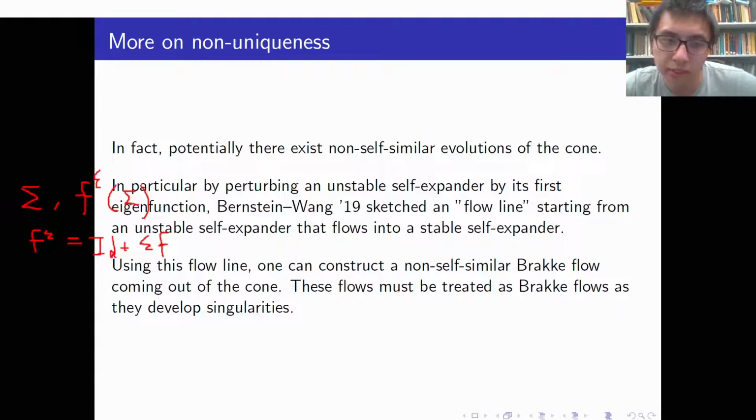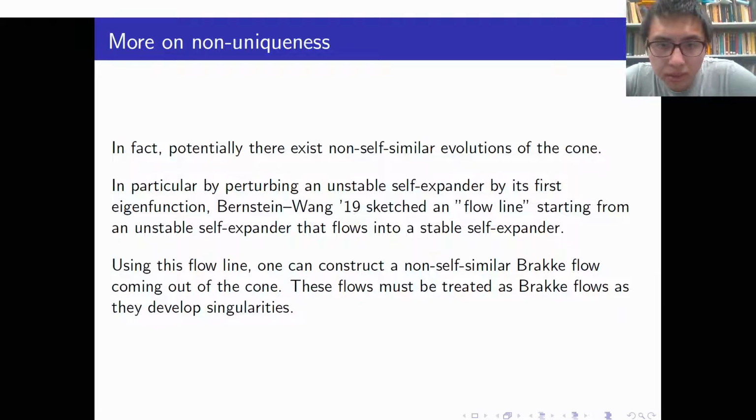I didn't really specify how to take the limit as epsilon goes to 0 because you have to be careful. If you take epsilon to 0 without doing any time translation, then obviously your initial surface, f epsilon of sigma, converges to sigma, and the unique smooth mean curvature flow starting from sigma is the self-expander. So you don't get anything by just taking epsilon to 0. You have to do time translation and take epsilon to 0 to get this family of non-self-similar evolutions of the cone.